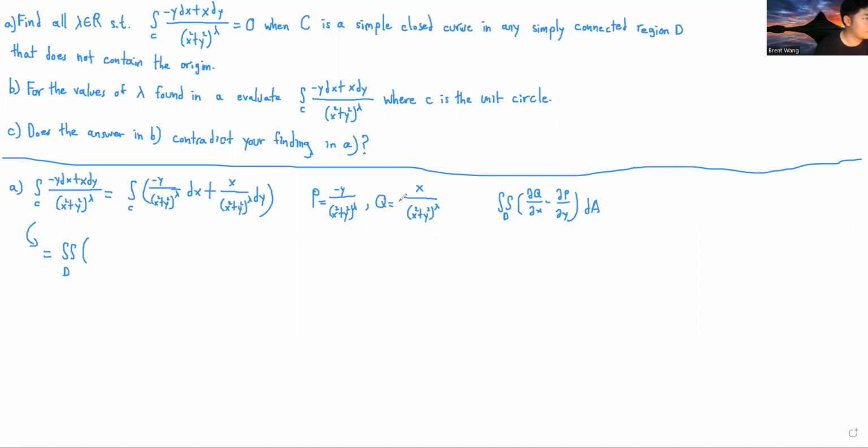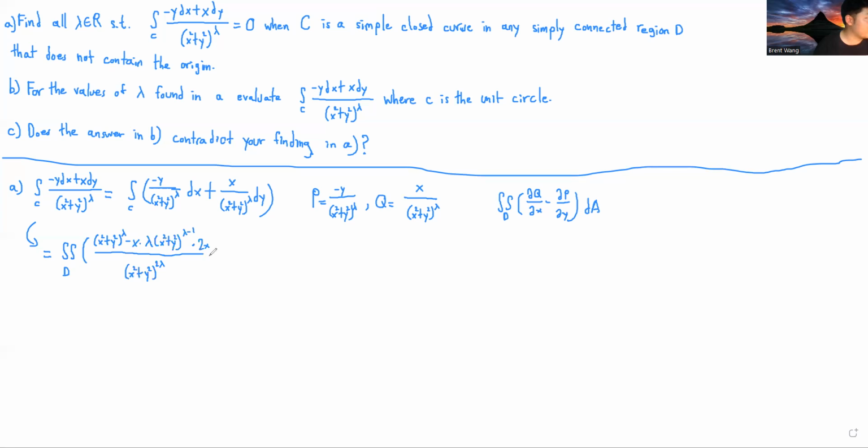now we just take the first partial derivative of q with respect to x, and that is equal to x squared plus y squared to the power of lambda minus, take the derivative of the denominator with respect to x, lambda times x squared plus y squared to the lambda minus 1, so the lambda minus 1 times 2x, divided by, you need to square the denominator, so x squared plus y squared, I'm just using the quotient rule, to the power of 2 lambda.